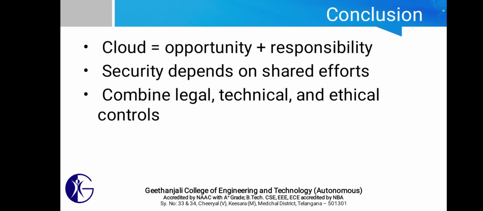In conclusion, cloud computing revolutionizes IT by offering scalable and cost effective services, but it also brings significant security and privacy challenges. Effective cloud security depends on shared responsibility, robust legal frameworks, and continuous vigilance. Organizations must balance innovation with compliance and ethics. By adopting strong data protection mechanisms and adhering to best practices, we can harness the power of cloud computing with security and responsibility.